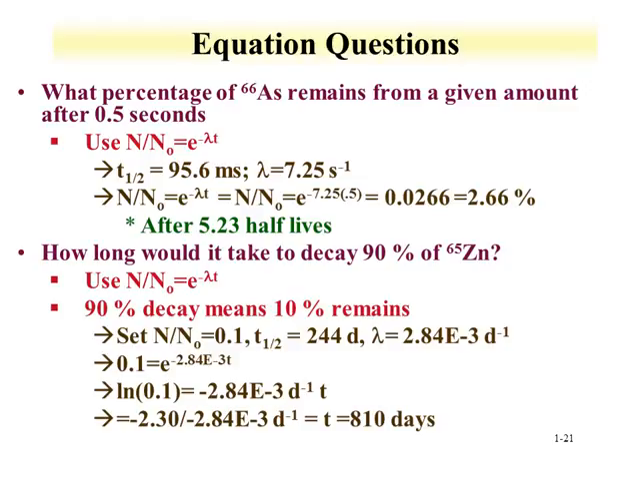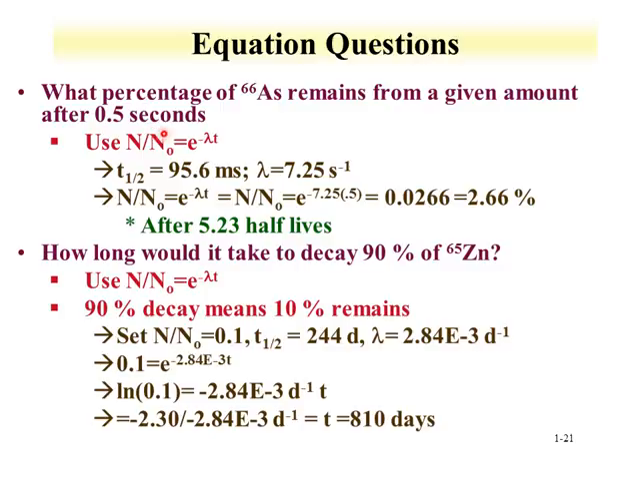We can also use this fundamental equation where the number of atoms at a given time divided by the initial amount is equal to e to the minus lambda t. We'll go over this equation in more detail when we discuss decay kinetics. So for now, these are just primary examples. For instance, if I have a question for arsenic-66, how much remains, well, what percentage remains after a given amount of time? So in this case, it's half a second.